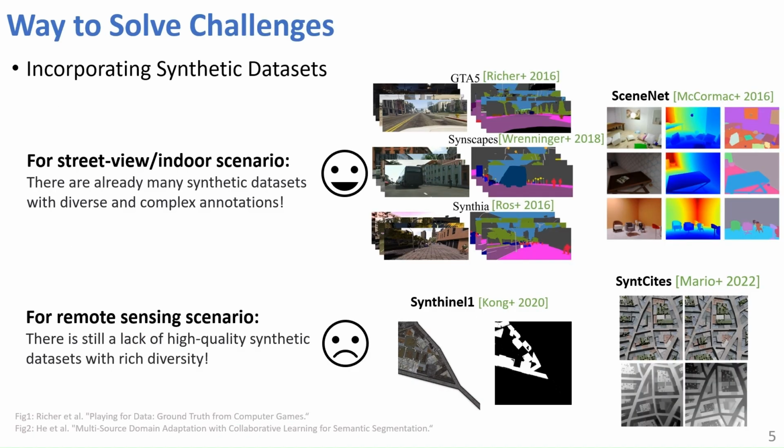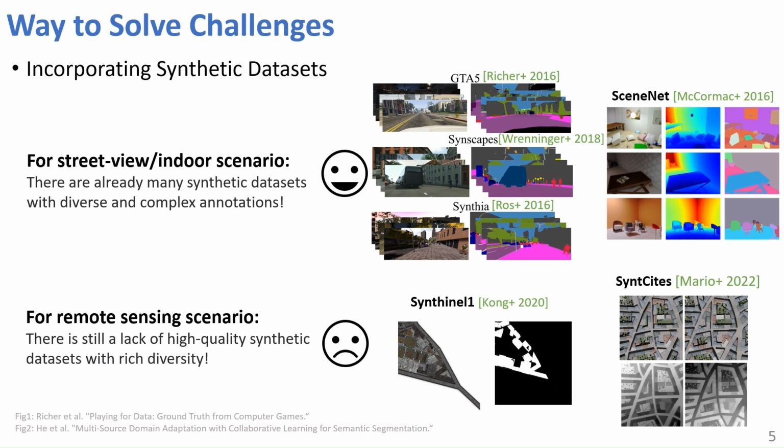Synthetic datasets have emerged as a solution to those challenges due to their low cost and easily scalable diversity. For a street view or indoor scenario, there are already many synthetic datasets with diverse and complex annotations. But for the remote sensing scenario, there is still a lack of high-quality synthetic datasets with rich diversity.